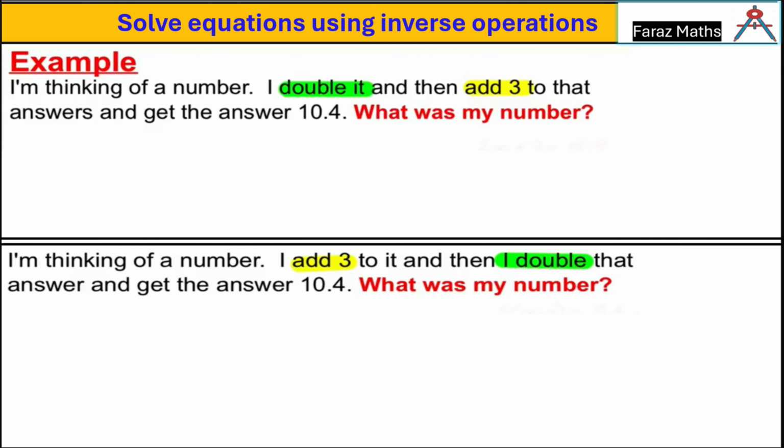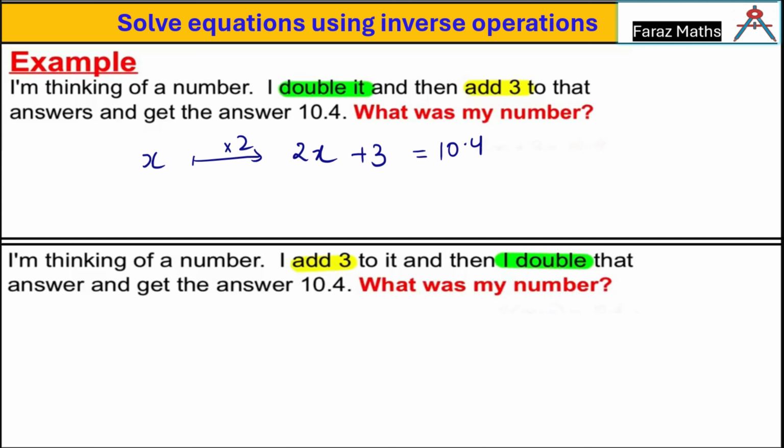I am thinking of a number, which means x. I double it, which means times by 2, and this will give you 2x, and then add 3 to that answer. Okay, so 2x is the answer, add 3 to that answer and get the answer 10.4. So that means 2x plus 3 equals 10.4.